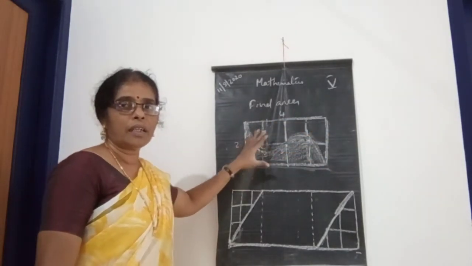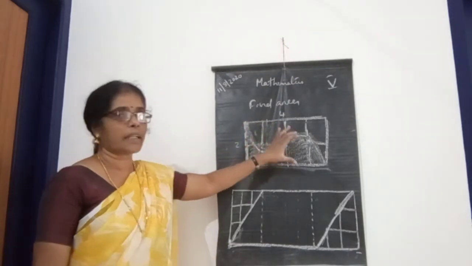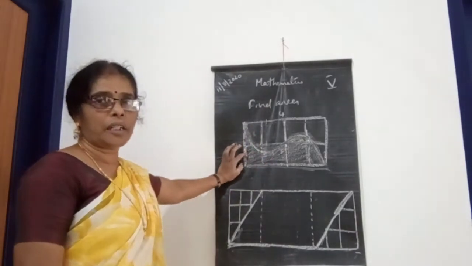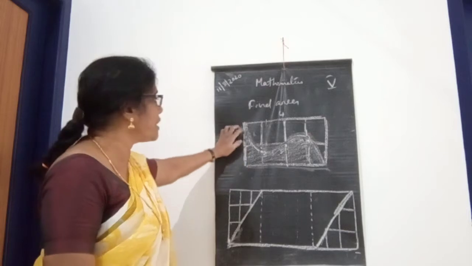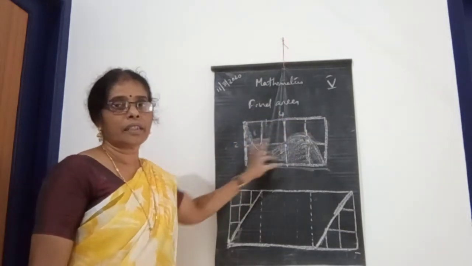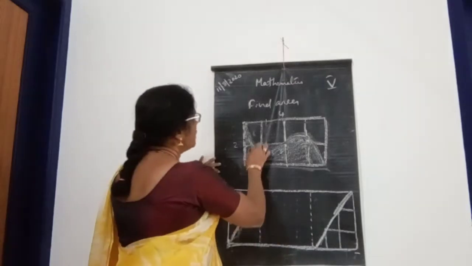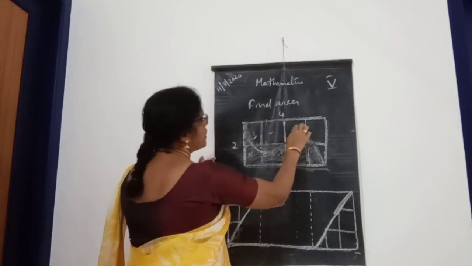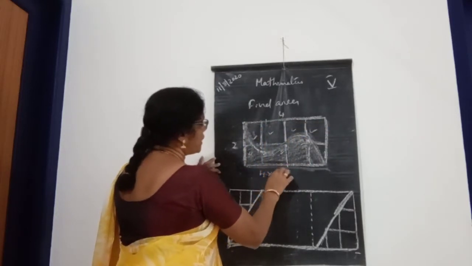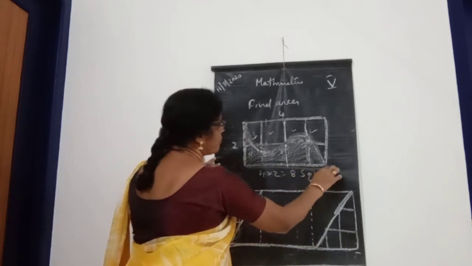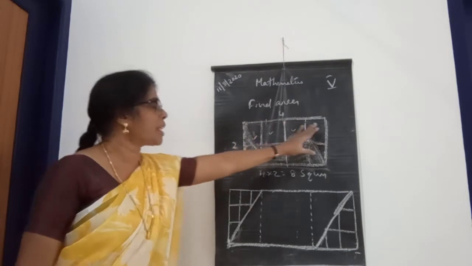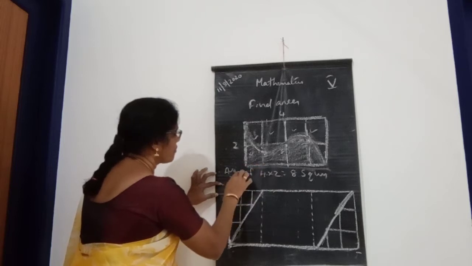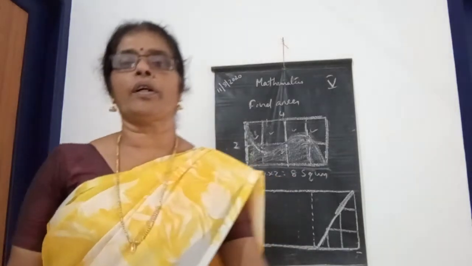This shaded figure is in the rectangle, isn't it? That is half of this rectangle. So to find out the area of this shaded portion, you want to find out the area of this rectangle. What is the area of this rectangle, children? Then you can find out. Yes, here this breadth is 2, that is 1, 2. And this side 1, 2, 3, 4. So 4 into 2, that is 8 square centimeter. That is the area of the rectangle. Area of rectangle is 8 square centimeter.